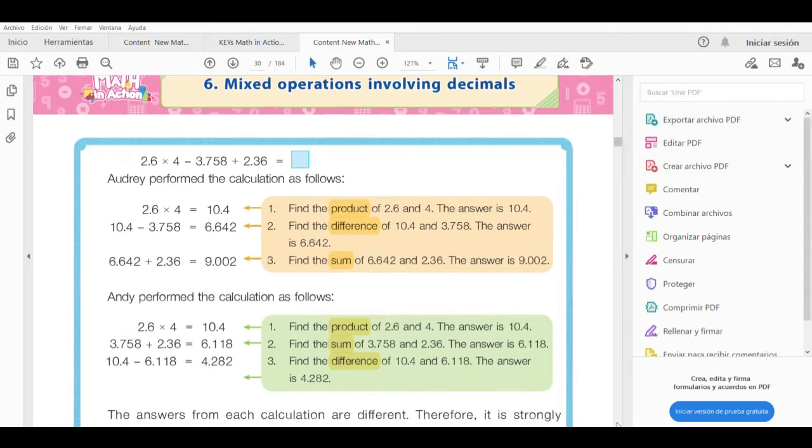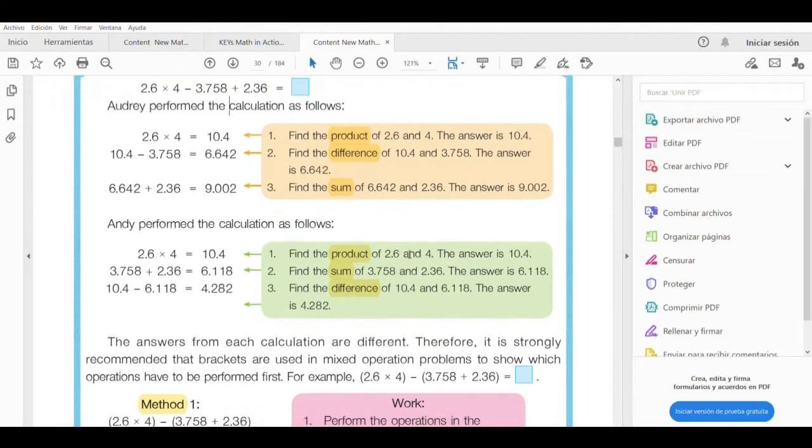So here I have highlighted some words that I want you to remember, to learn. The first one is product. You see here, product. What is a product? A product is the answer of a multiplication. So when we have a multiplication and we get the answer, we got a product. Can you repeat with me, please? Product.